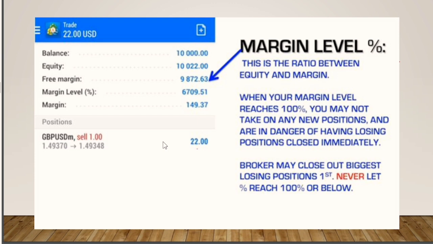Also, margin level. This is the ratio between equity and margin, expressed in percentage. That's equity, this one, and margin. When your margin level reaches 100%, you may not take on any new positions and are in danger of having losing positions closed immediately. Broker may close out biggest losing positions first. Never let it reach 100% or below. Better you avoid getting to that 100% margin level.